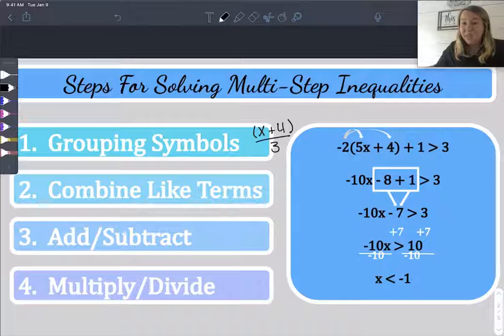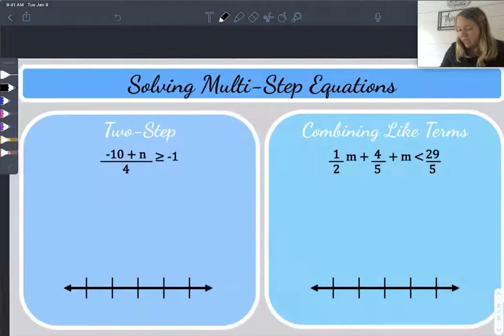Now, please keep in mind and remember that when we're dividing or multiplying by a negative number on both sides of our inequality symbol, we have to flip our sign. Hence why it flipped when we went from that top row to the bottom row. Okay, so let's actually try some problems using this as an example.